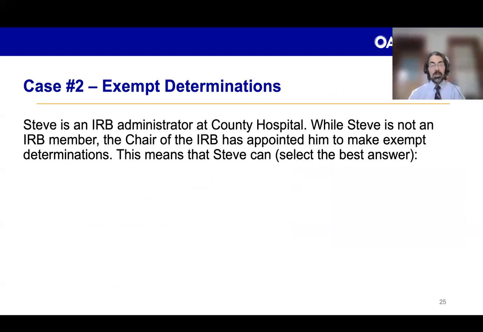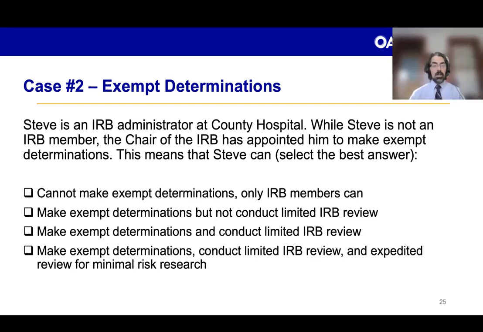Let's look at an example. So Steve is an IRB administrator, but not an IRB member. The chair has asked him to make exempt determinations. Which of the following can Steve do? So please select the best answer. I will give you some time.